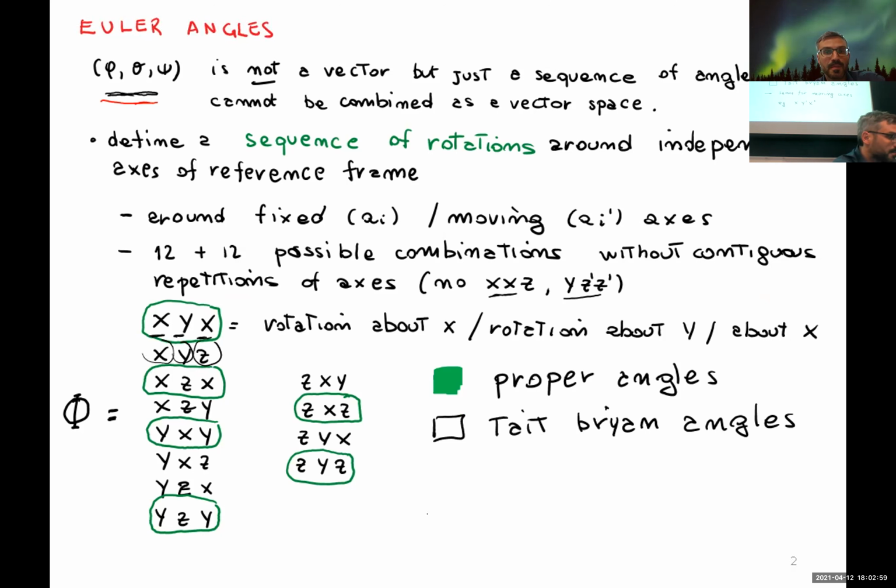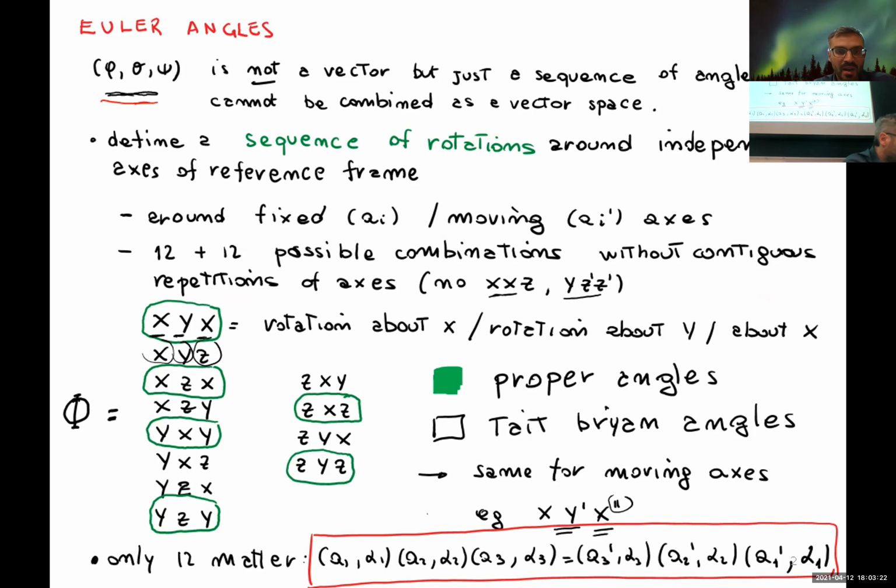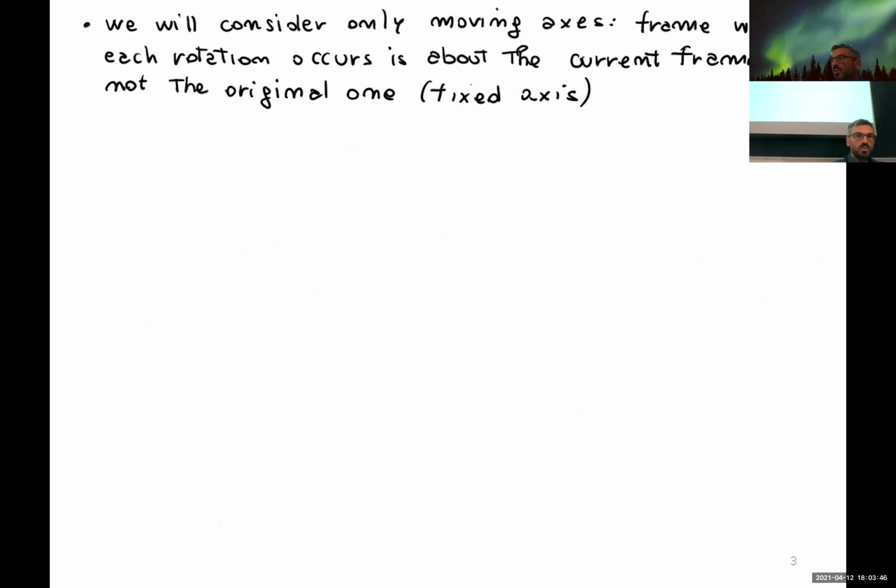And we said that the same is true for moving axes. We will discriminate the moving axes with a prime or a second, a superscript here, to discriminate them from the fixed axes. And we will see that only 12 combinations matter, because we will show that doing three rotations about the fixed axes is equivalent to doing the same rotations about a set of axes in opposite order, and we will see that later. So in essence, there is an equivalence between the two. We will consider only moving axes in this course.